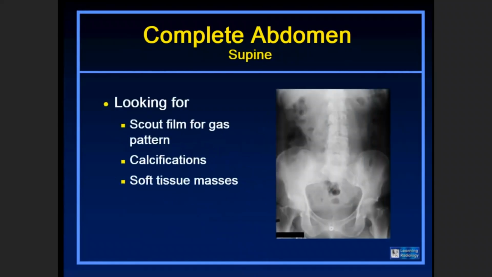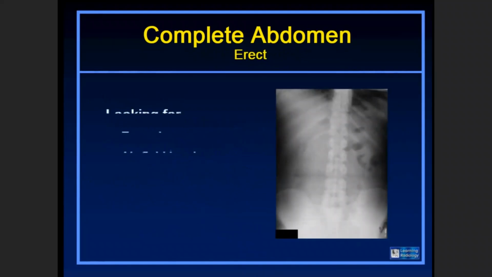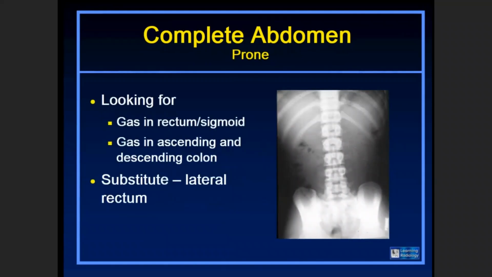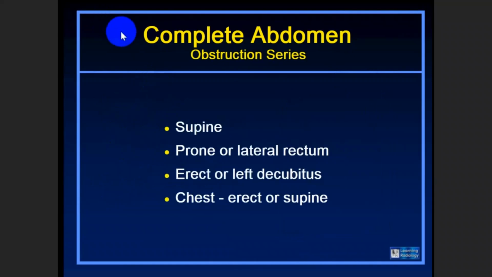When assessing the bowel on the abdominal radiograph, when we are assessing an abdominal radiograph for obstruction, we need to request for the patient a supine radiograph, an erect radiograph, prone or lateral rectum, erect or left decubitus film, and chest erect or supine to visualize the distribution of air fluid levels and extension of the bowel and colon.